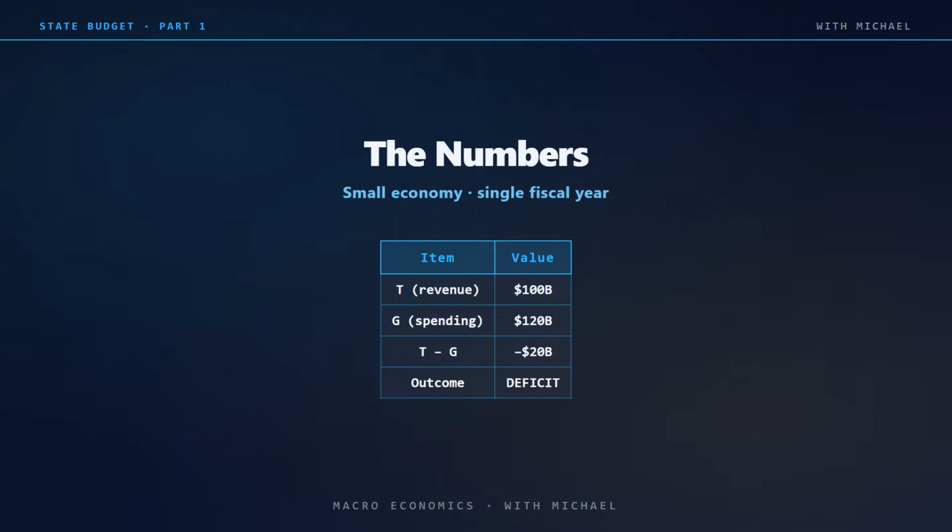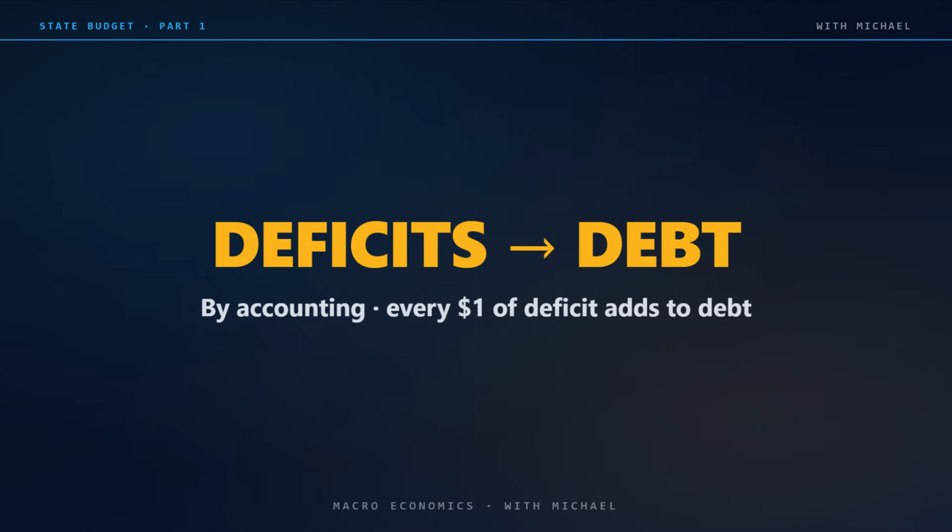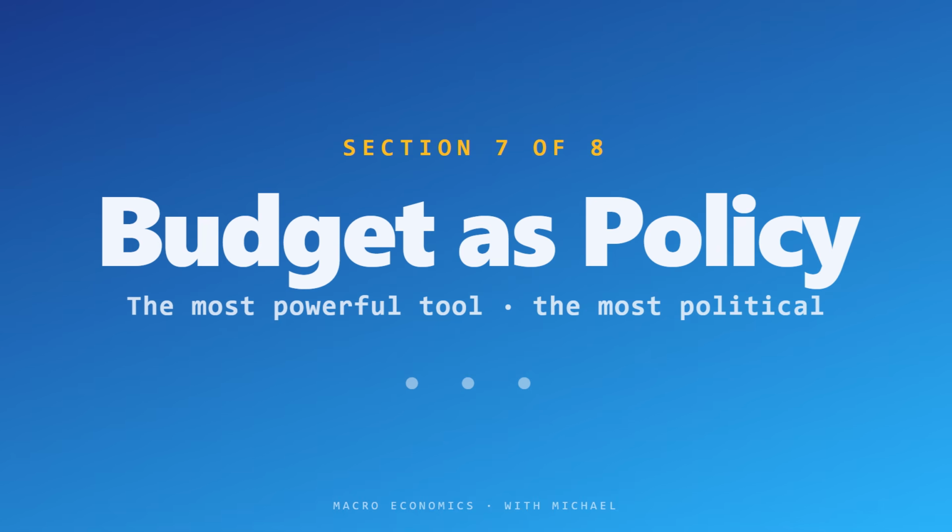How does it cover the gap? By issuing bonds. The Treasury sells 20 billion in bonds to investors. Those investors hand over 20 billion in cash. The government uses that cash to fund the spending. The bonds are an IOU, a promise by the government to pay back the 20 billion with interest at some future date. The accumulation of these IOUs, year after year, is what becomes the national debt.